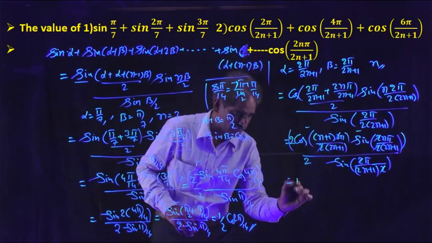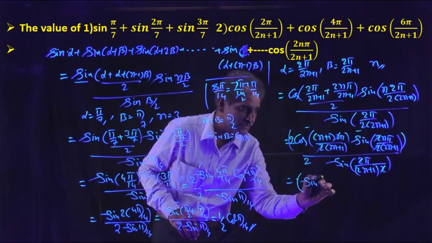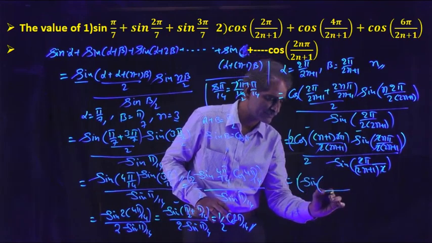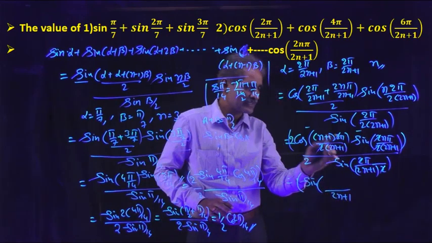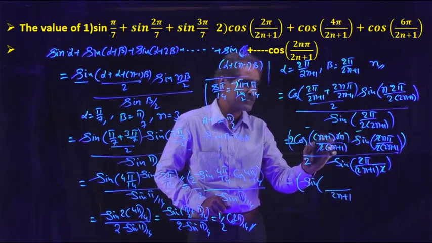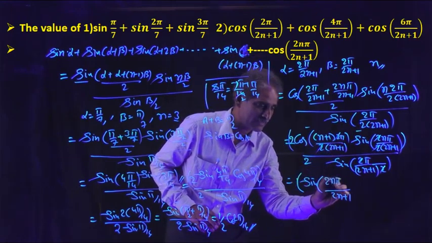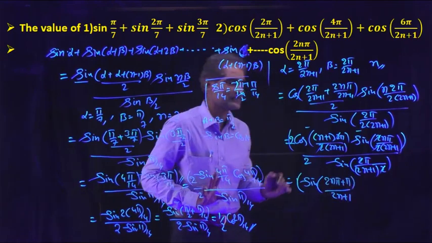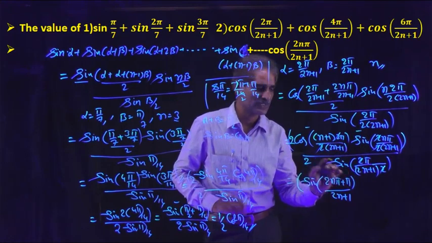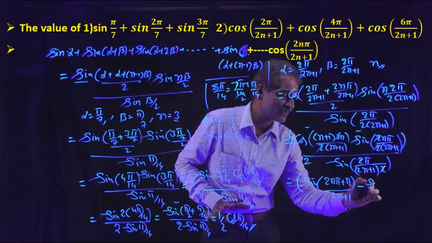So here we will get sin(A plus B). Just observe that the denominator is the same. Listen, n pi plus pi plus n pi is 2n pi plus pi. Understand? n pi plus pi plus n pi, 2n pi plus pi. Okay. Minus sin(A minus B).